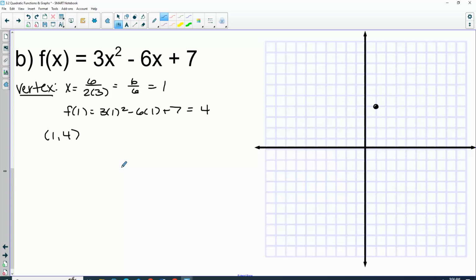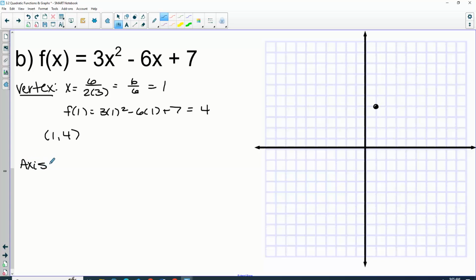So the opposite of b over 2a is finding the x of the vertex, and then the next equation finds the y. So once you know x, you can plug it into the equation to get your y.